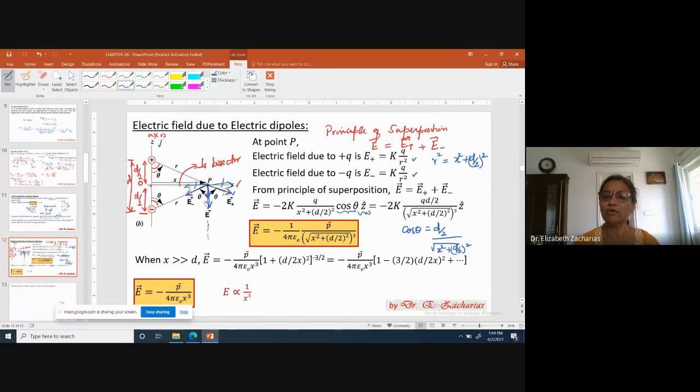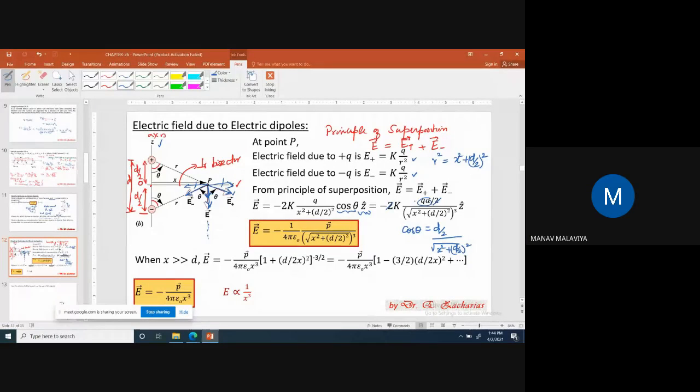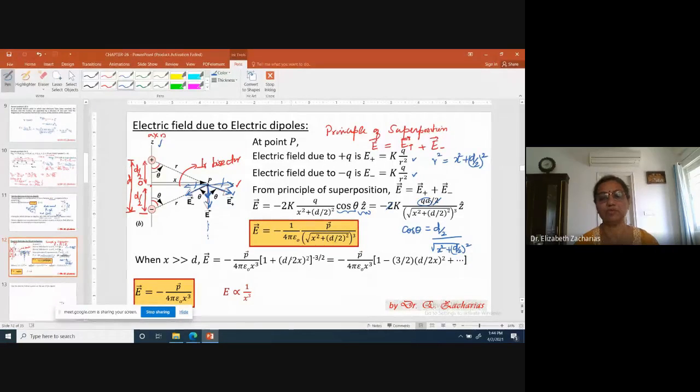Now look at this. This 2 and this 2 will cancel out. Both the 2's will cancel out. And what is your QD? Dipole moment. That's your dipole moment. Therefore, you're going to get E is equal to minus 1 by 4 pi epsilon naught P divided by, you can either write it as R to the power of 3 or you can write it as the square root of (x square plus (d by 2) whole square) to the power of 3.